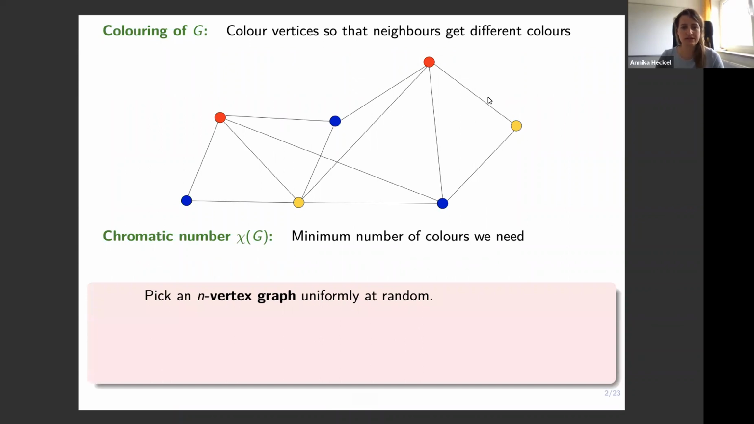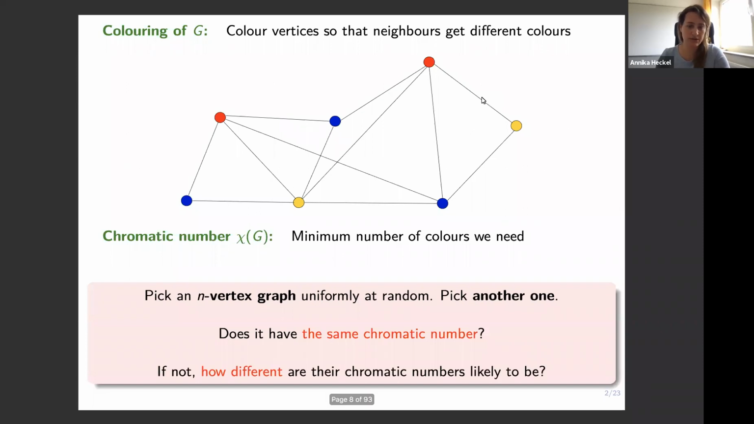Now, suppose we pick an n-vertex graph uniformly at random. So we take the set of all possible graphs on n labeled vertices, we draw one at random, and we work out its chromatic number. And then we repeat this experiment. We pick another random n-vertex graph. Will it have the same chromatic number? Or if not, how far apart are the chromatic numbers of the two graphs likely to be?